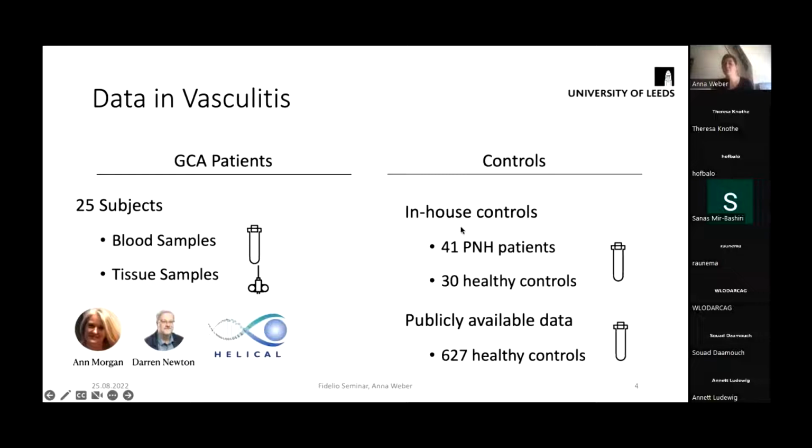And then we got some controls. And what I find very interesting is we have healthy controls, but we also have controls of patients with a different autoimmune disease. It's called PNH. We're not going to talk about it, but it's also an autoimmune disease. So these people aren't healthy, but they're a different kind of sick. So that's also interesting to maybe filter out the patterns that maybe aren't so specific to this autoimmune disease.